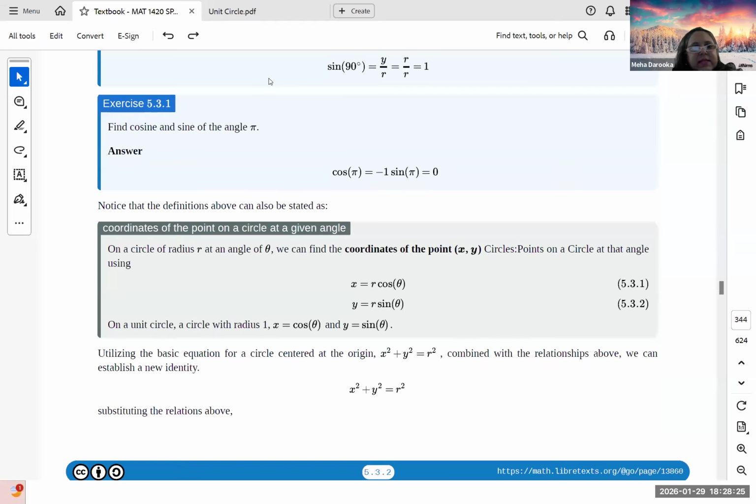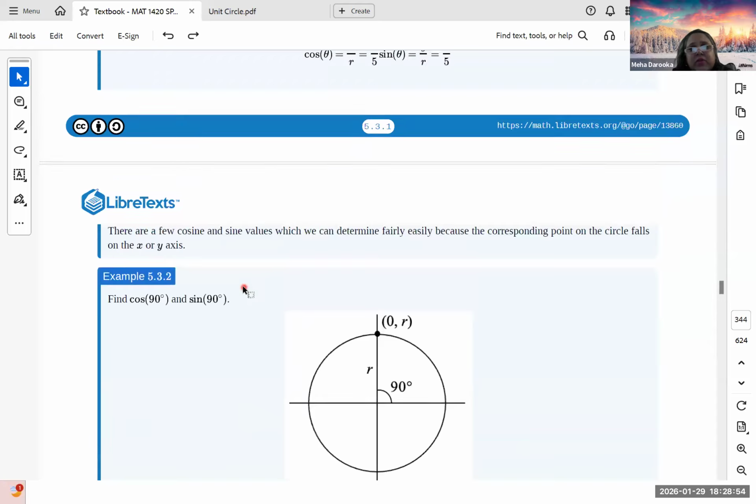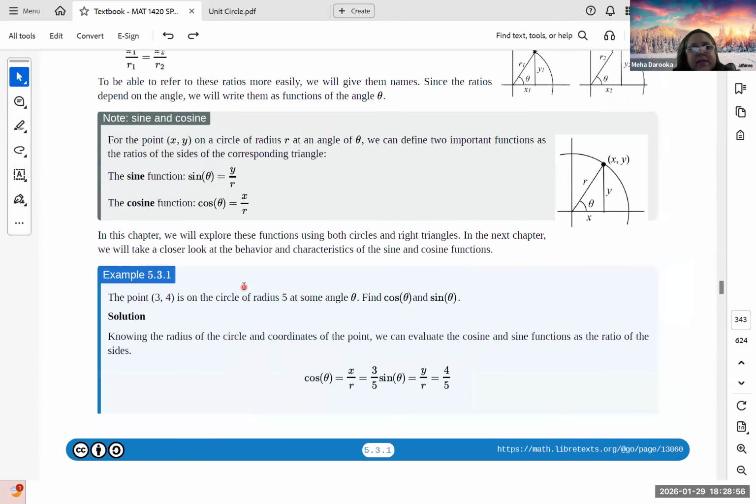All right, guys, so let's see how we can expand based on that. So now we're saying, okay, you are on a circle with the radius r at an angle theta. So we can find the coordinates of the point x and y by basically rewriting the formulas that we just saw. So points on a circle at that angle. Let me go back up here for a quick second.